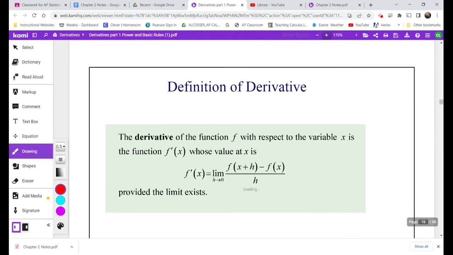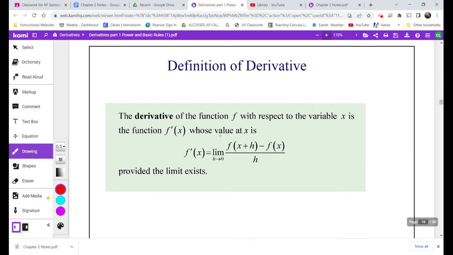So here's my definition of a derivative. I want you guys to look at this and notice how similar it is to our slope of a tangent line formula. We used f of a plus h the other day, but now we're using f of x. So it's really the same thing, but the notation is a little different.